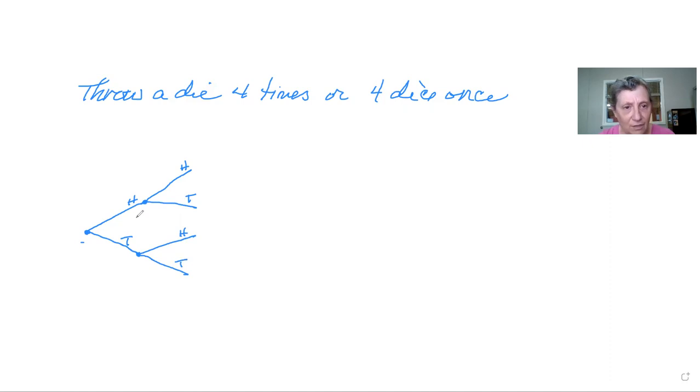So this particular line would represent 2 heads. This would be head, head. This one coming up and then down would be a head and a tail. This one would be first a tail and then a head. And this one down here would be 2 tails.